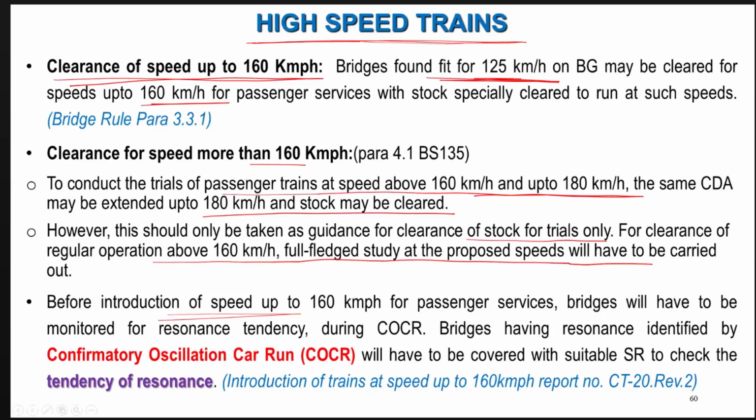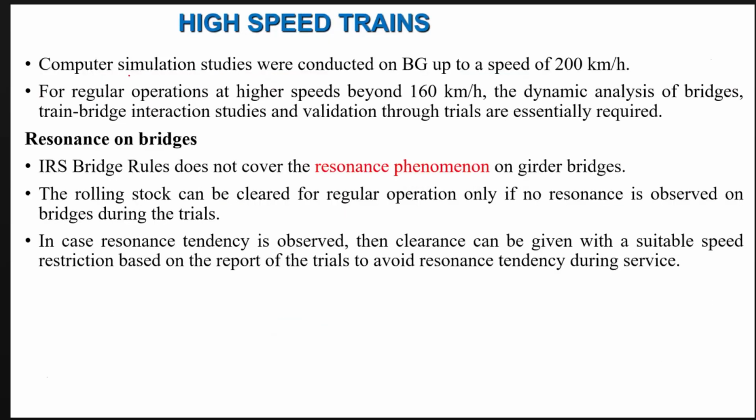So the detail has been given in the introduction of train at speed of 160 kmph, the CT20 report, and also the resonance study as an annexure has been given in this BS 135 for more detail. The computer simulation studies were conducted for BG up to the speed of 160 kmph. For regular operation at higher speed beyond 160 kmph, the dynamic analysis of the bridges, train bridge interaction study and validation through trial are essentially required.